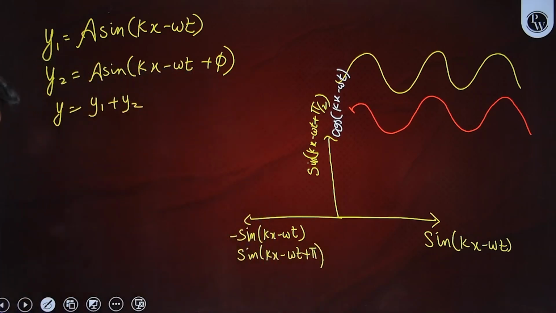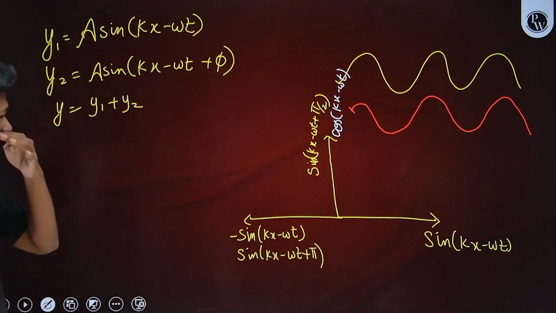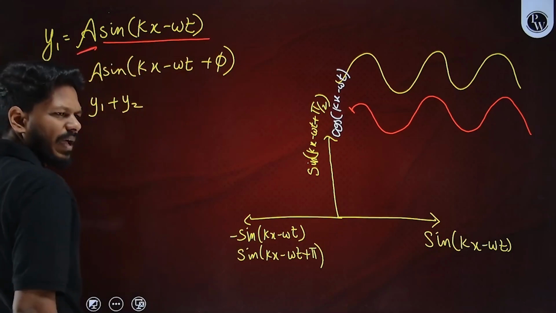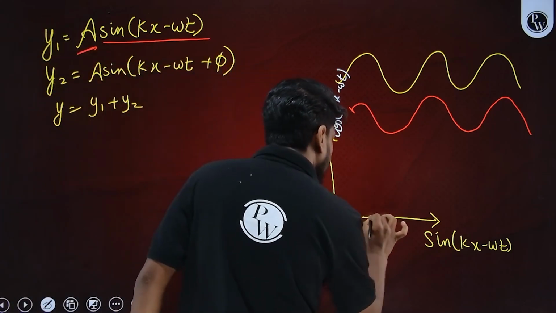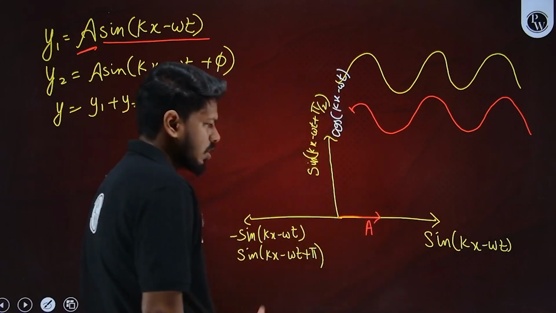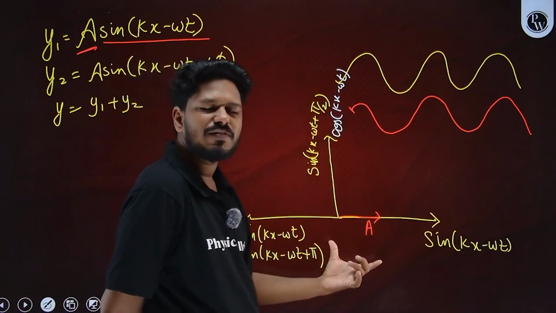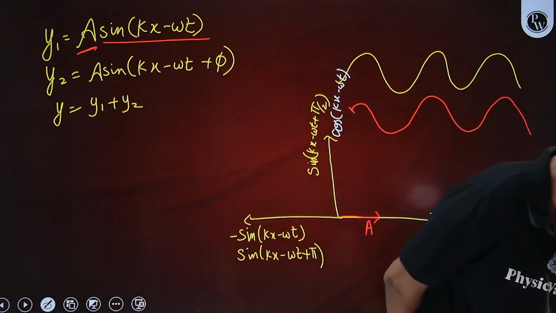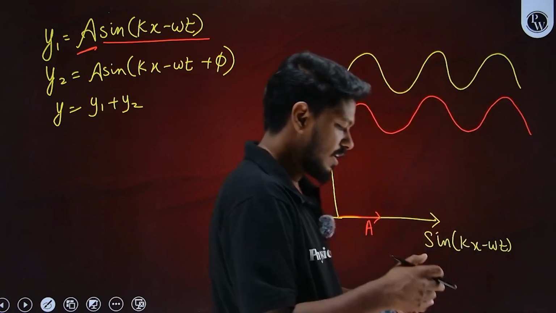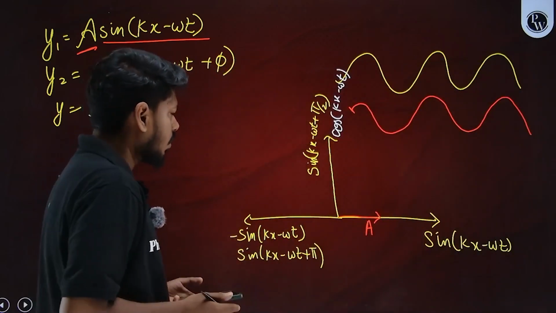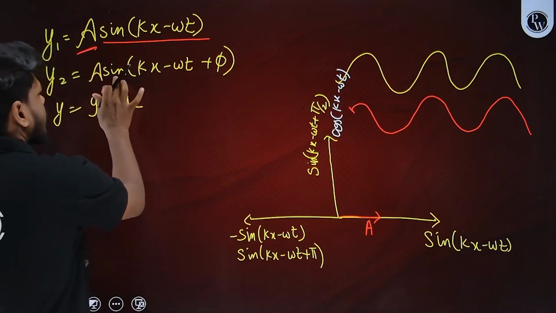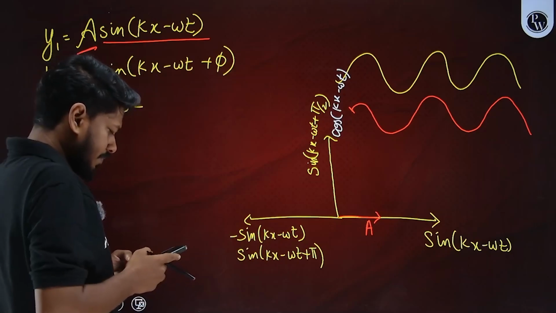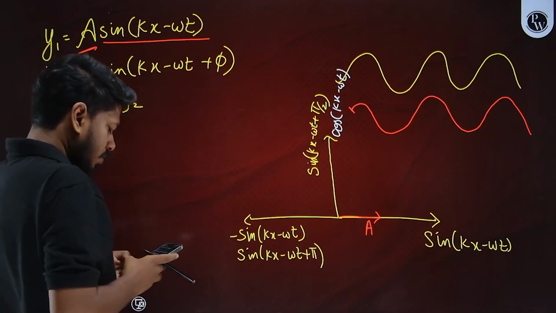Okay, sir, we understood the thing. But how to apply this into this? See, if I tell you this is the direction, what is the magnitude? The magnitude is A. So first vector can be written as A. This is representing a magnitude of A along with the direction of sine of kx minus omega t. And what is this wave representing? Sine of kx minus omega t plus phi. Sir, what is phi? Some angle.